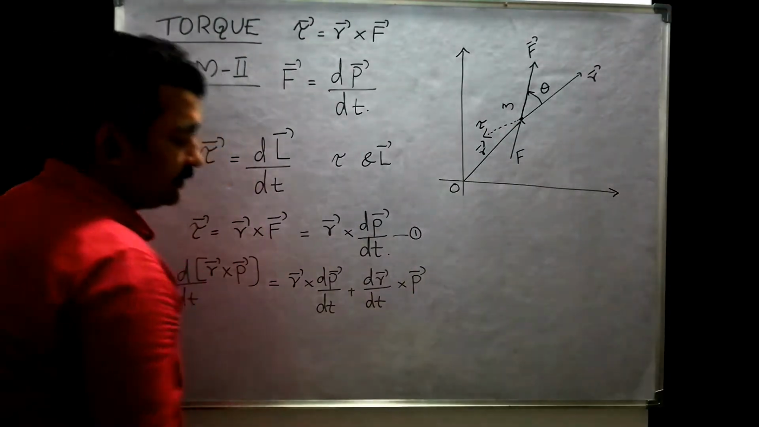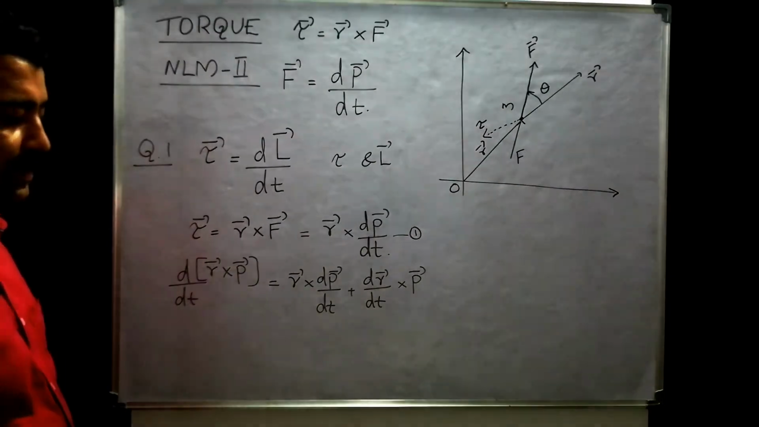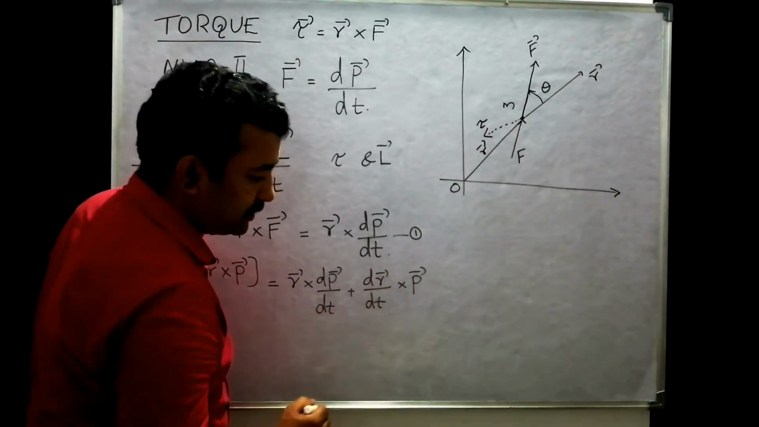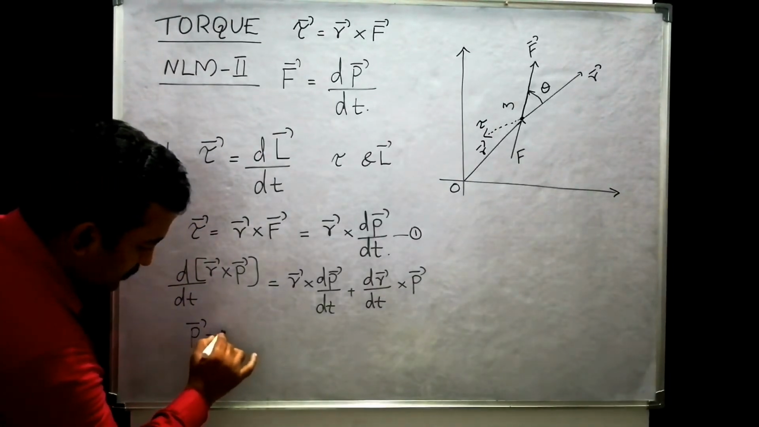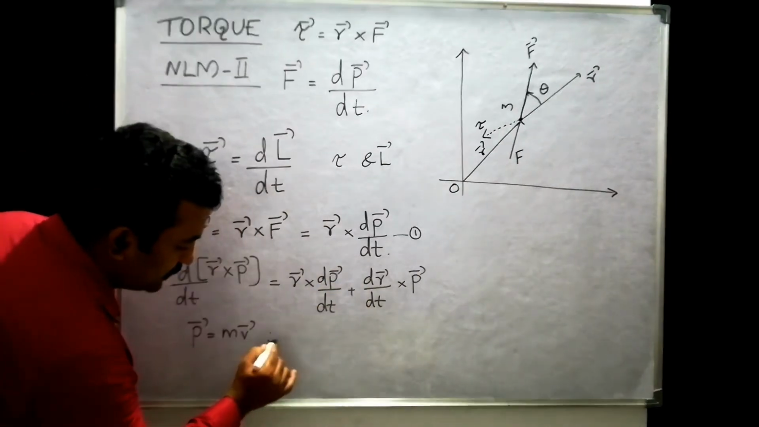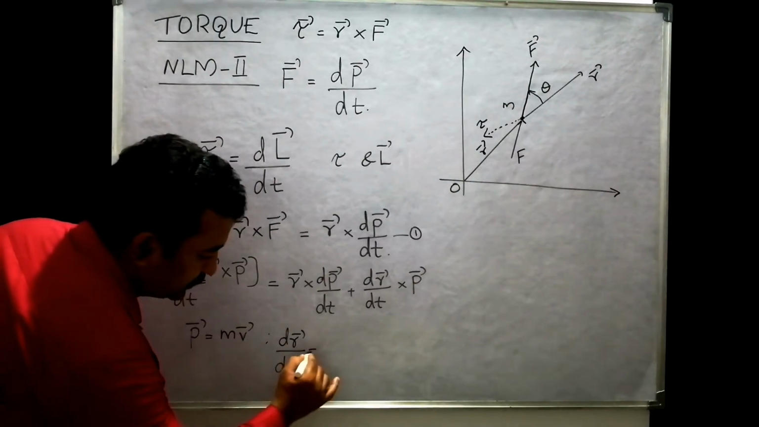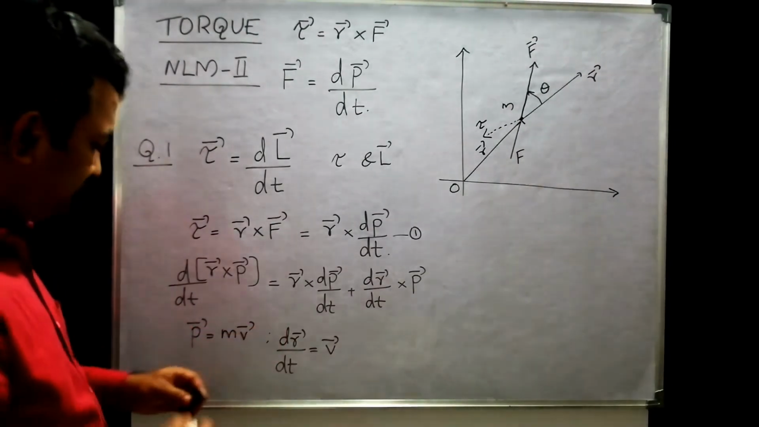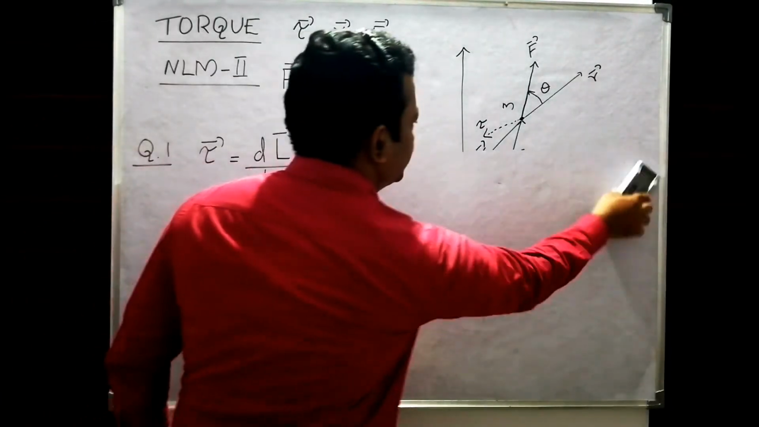What is p? p is the linear momentum. So linear momentum is nothing but mass into velocity. Here p is mass into velocity. And what is dr by dt? dr by dt is the rate of change of position with respect to time. That is also a velocity. So if I substitute that, my expression will change.